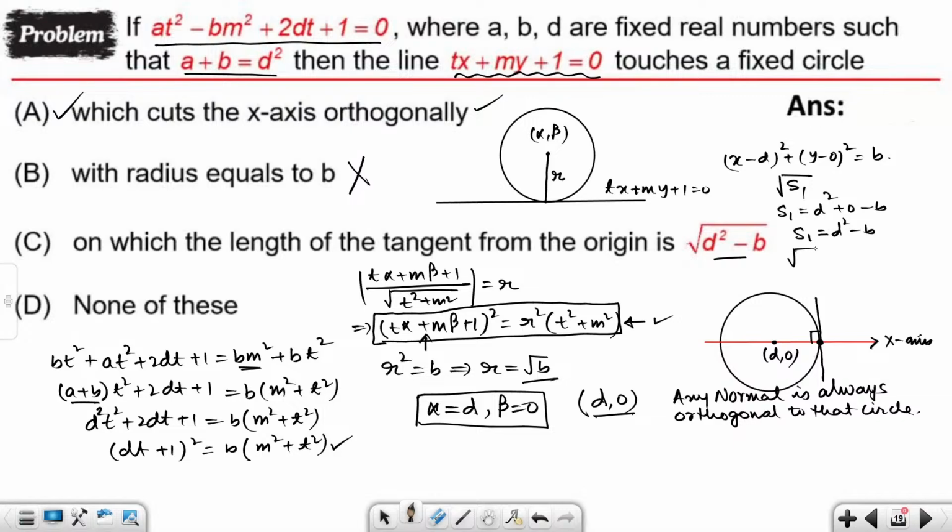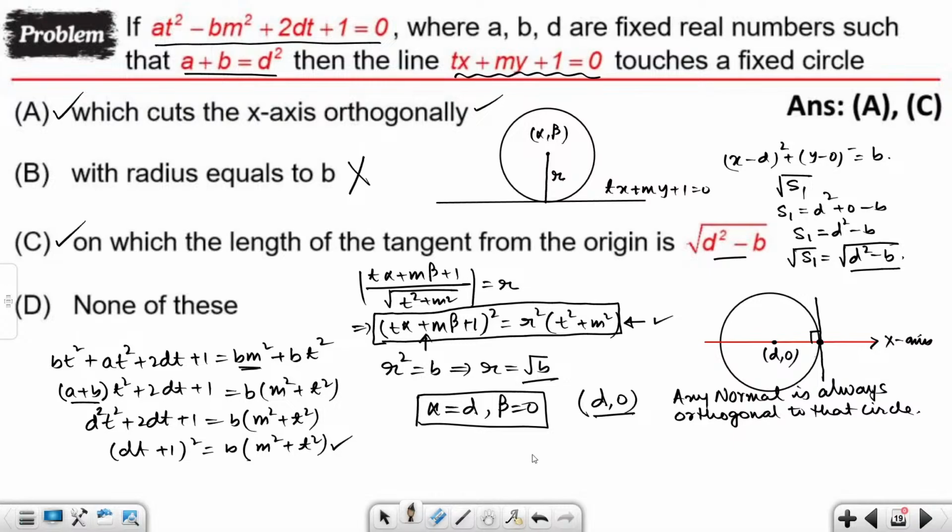Therefore, the length of the tangent is the root of the power of the point, that is root over d square minus b. Is it clear? Hence, option C is also correct, because the length of the tangent drawn from the origin to that fixed circle is root over d square minus b. Hence, options A and C for this sum are correct. Is it clear to all of you? If you have a single question, you can ask me in the chat box. I will definitely get back.